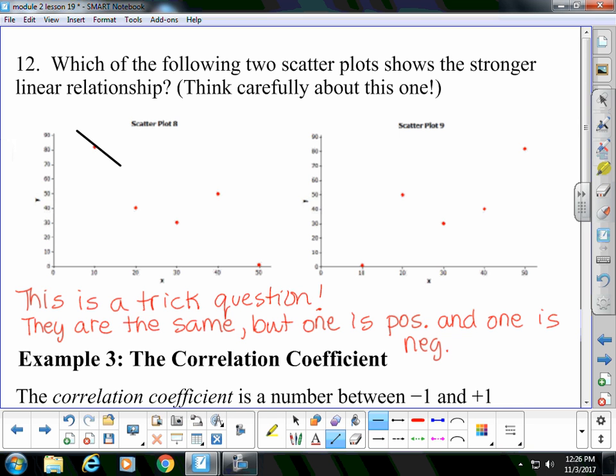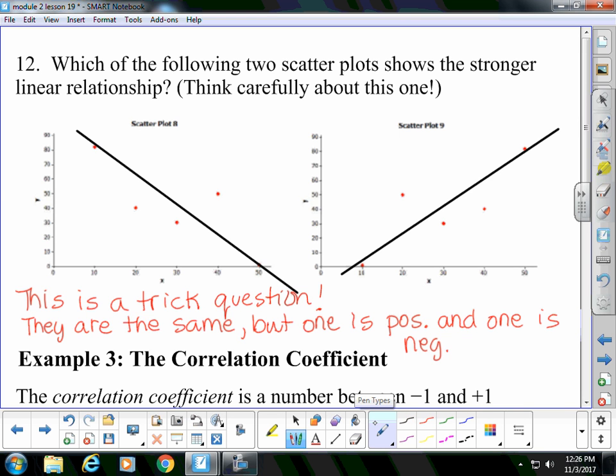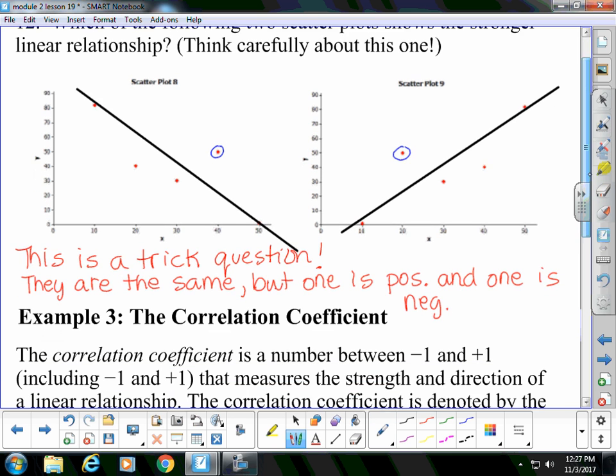So this one has a negative slope, and this one has a positive slope. And by looking at the lines, you can actually see how, for example, this point right here above the line is the same point above the line over there. Alright, so they're exactly the same thing. One's just going up and one's going down.